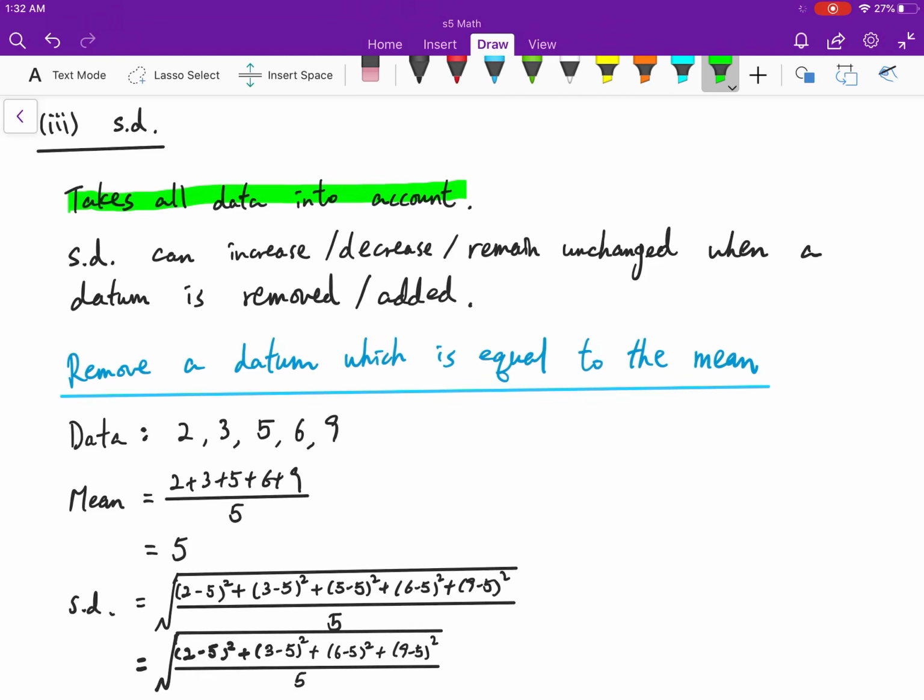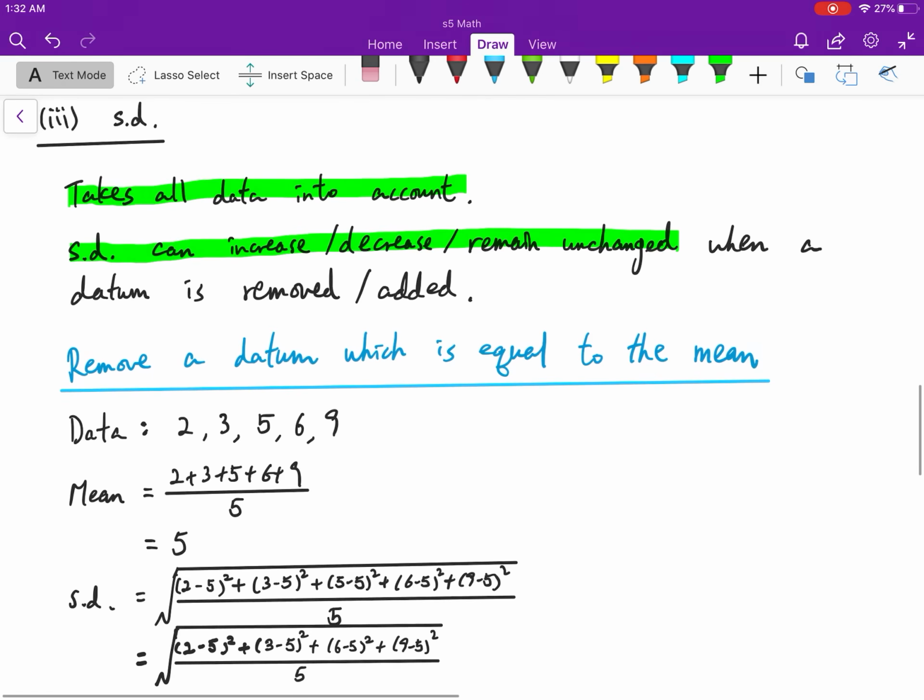Now let's look at the SD part. SD takes all data into account, right? So you can imagine SD can increase, decrease, or remain unchanged when a datum is removed or added. So here I want to introduce one very important golden rule, which is about removing a datum which is equal to the mean. So this is quite important.